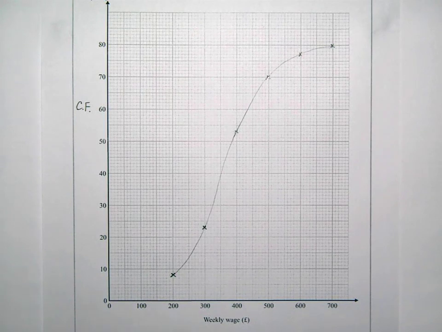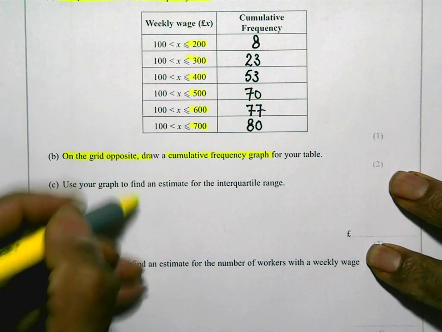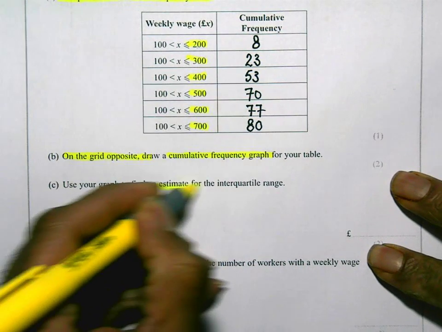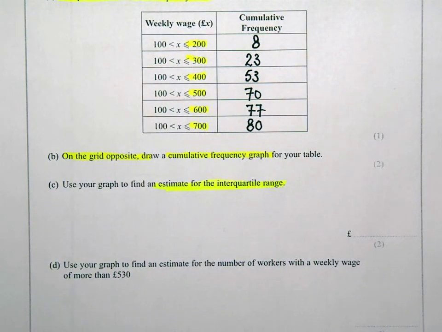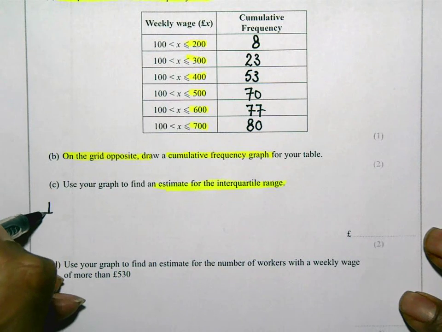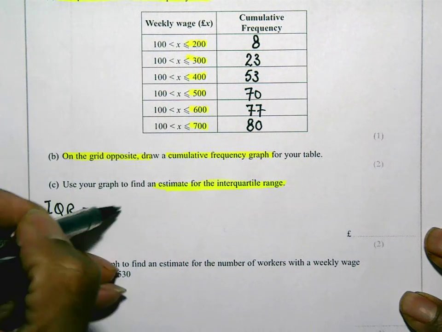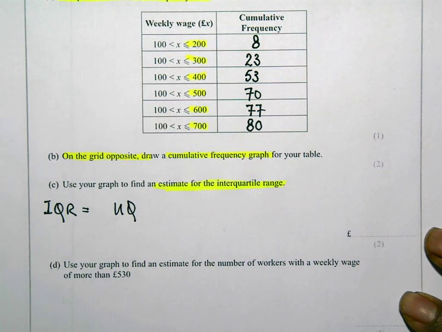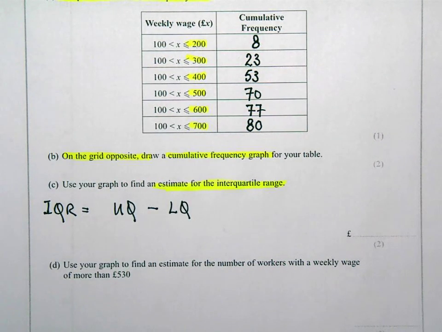The question in part C says use your graph to find an estimate of the interquartile range. Now, if you revise for this properly, you should know that the interquartile range, sometimes abbreviated to IQR, is the upper quartile take away the lower quartile. You need to remember that. So from the cumulative frequency graph, I need to first find the upper quartile and then find the lower quartile, and then come back here and do the upper quartile take away the lower quartile.